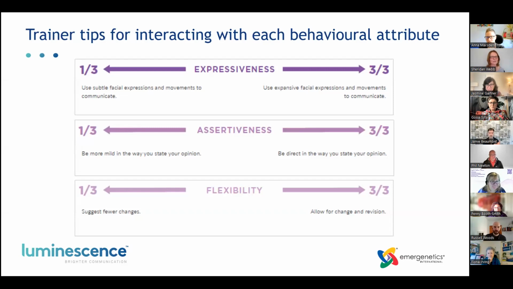So I've got a slide here just with tips for us when we're interacting. So not at the planning and designing stage, but when we're actually in the room, how can we accommodate the different ends of the spectrum of expressive, assertive and flexibility? So that idea that you gave us there, Sheridan, suggesting fewer changes would speak to first third. Allowing for loads of change and revision is great. So having a workbook, and therefore that is the plan of the session, any changes are going to be around what that information is telling us, rather than it could be anything.